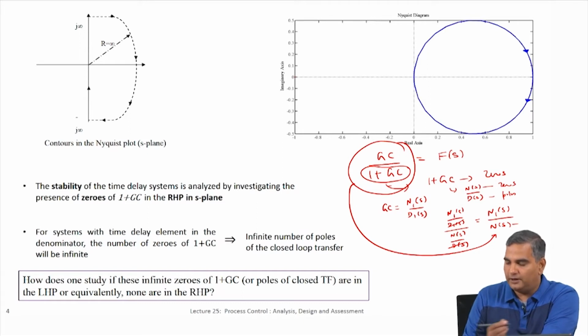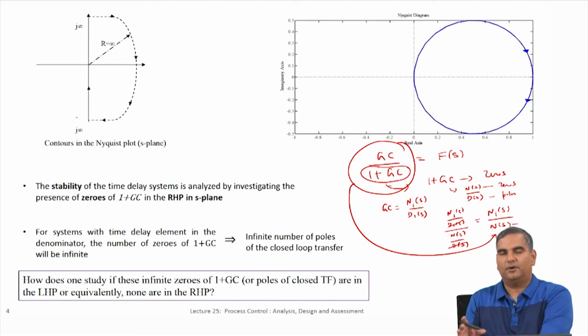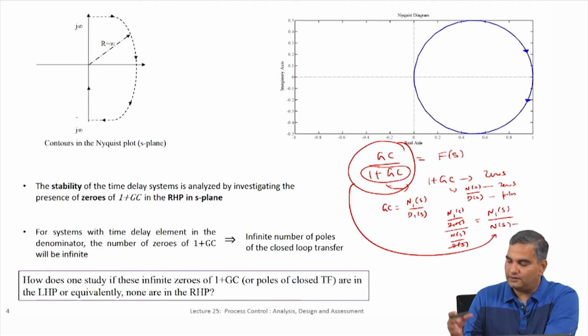If the numerator polynomial has any zero in the right half plane, then the closed loop system is unstable. So this is an important idea. Please work this out for yourself and convince yourself that this is the way to look at this, because this is going to be something that we will keep looking at again and again.